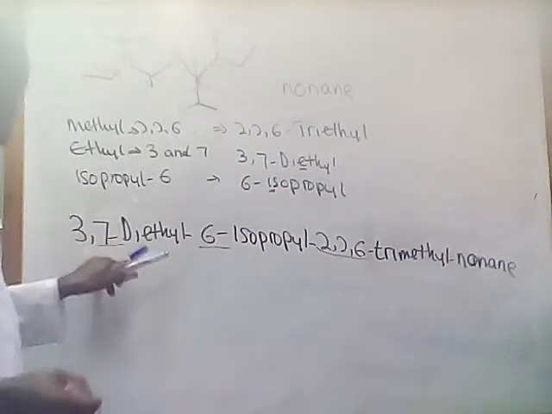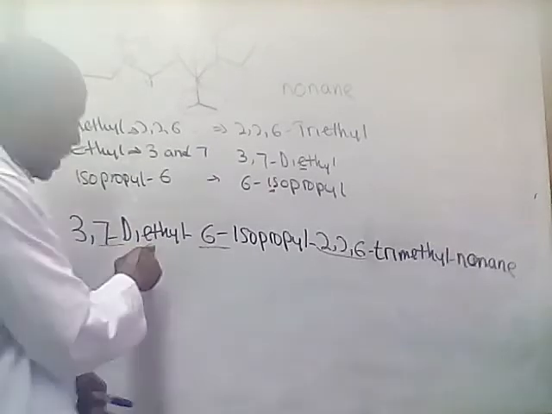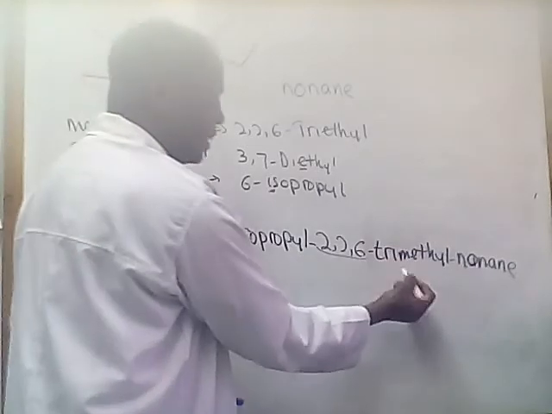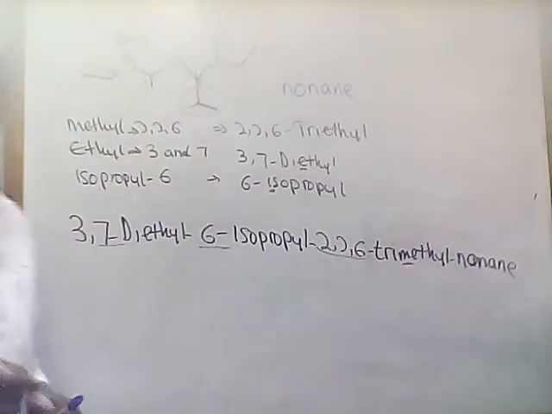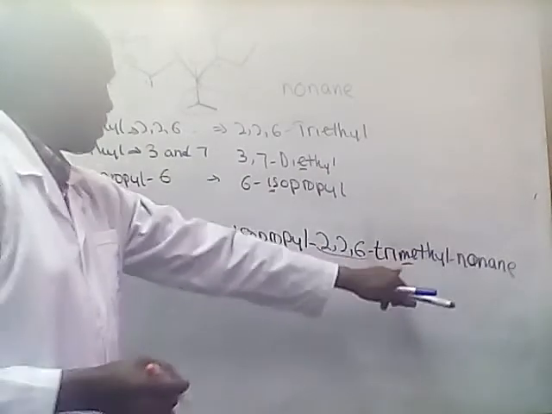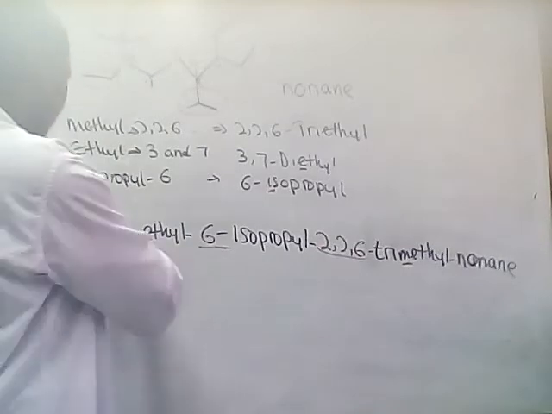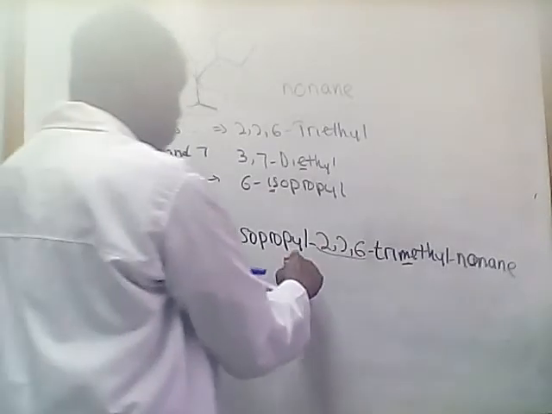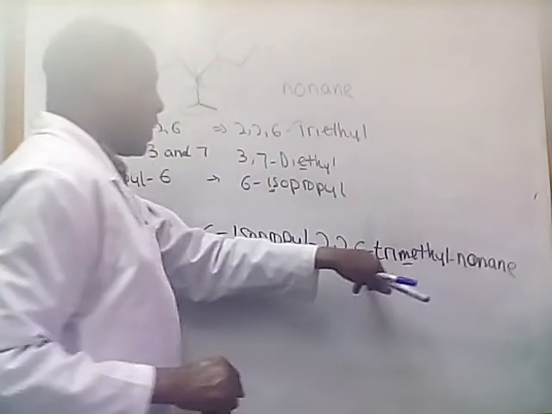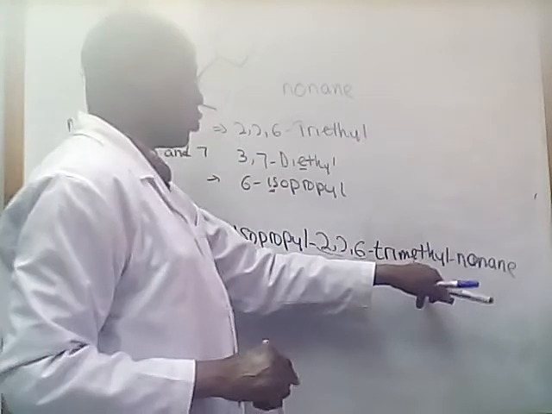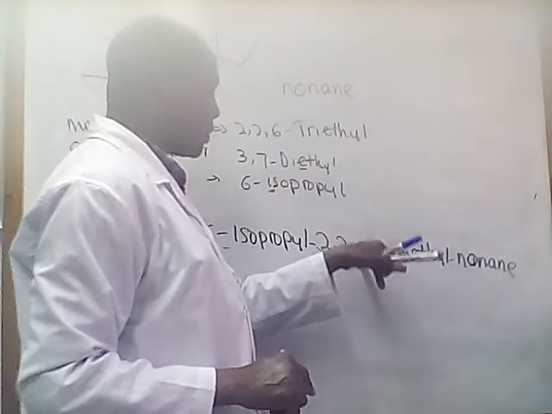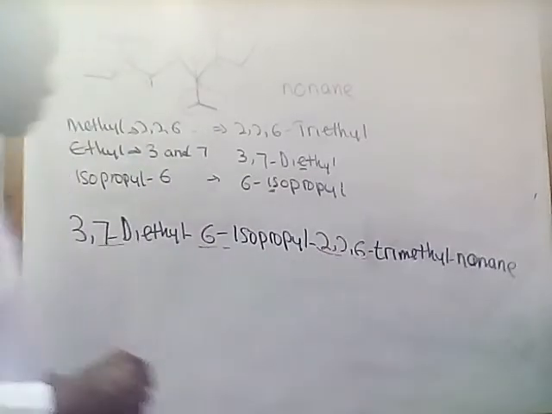So the name will be 3,7 diethyl. E comes first, then I, then even though it's trimethyl, it's still under M. All right? E before I, before M. That's the alphabet. So 3,7 diethyl, 6 isopropyl, 2,2,6 trimethyl. You just say the 3 methyl groups, 2 of them are on carbon number 2 and 1 is on carbon number 6. That's what it means, yeah?